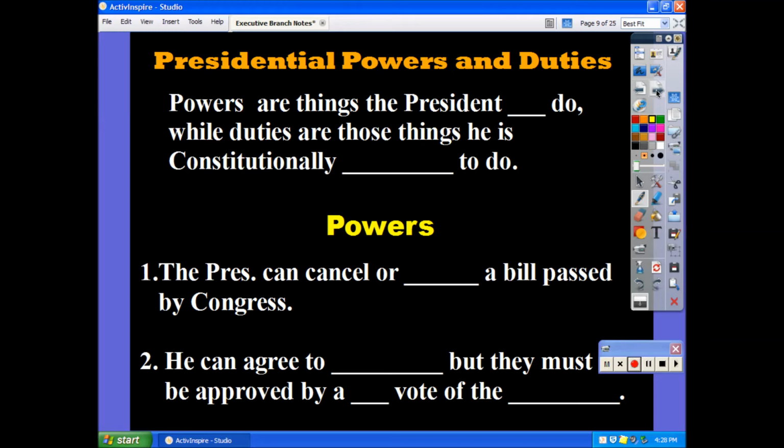He can agree to treaties. Now, when he agrees to treaties, there's a requirement. You cannot simply, as president, decide treaties all by yourself. Instead, they have to be approved by the Senate with a 2/3 vote.